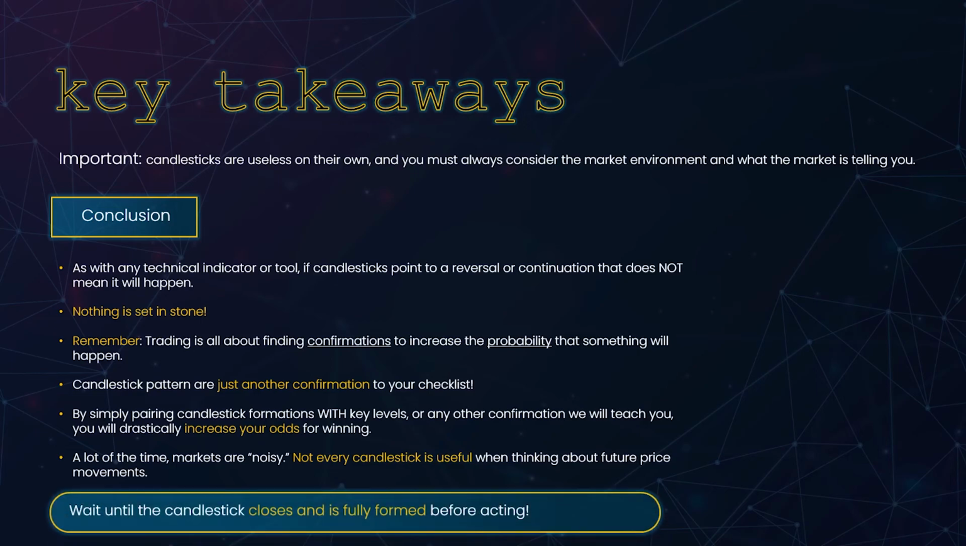Also, make sure to wait until the candlestick closes and is fully formed before acting on them. This is a mistake a lot of traders make. They see a candle going up and they say, okay, the market is bullish, I'm gonna buy this. But before the candle is closed, it pulled back and is bearish, and now they are trapped.